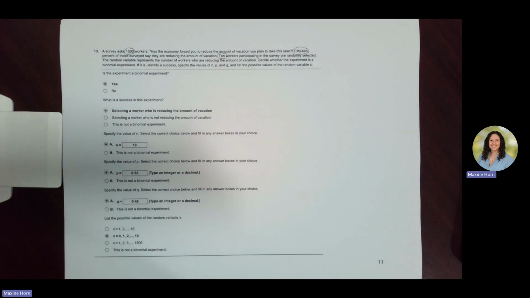Decide whether the experiment is a binomial experiment. If it is, identify a success, specify the values of n, p, and q, and list the possible values of the random variable x. Okay, so what does it take for something to be a binomial experiment? I have this somewhere in the notes here. What does it take?